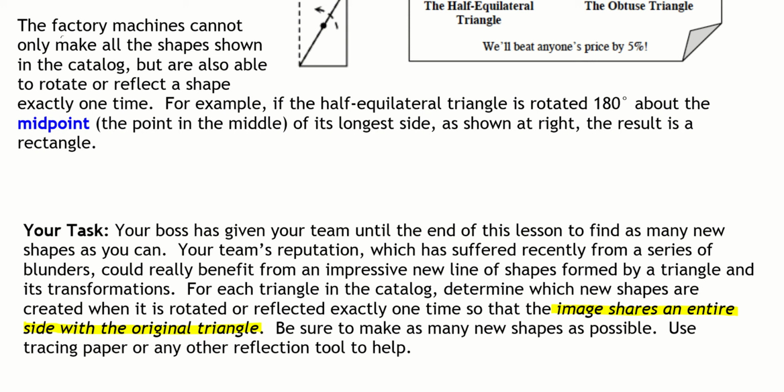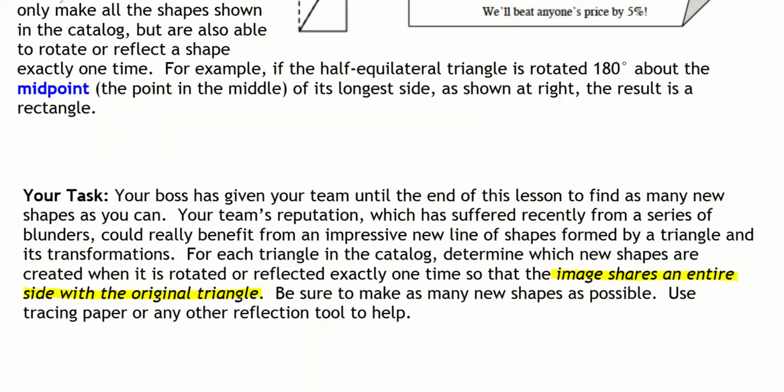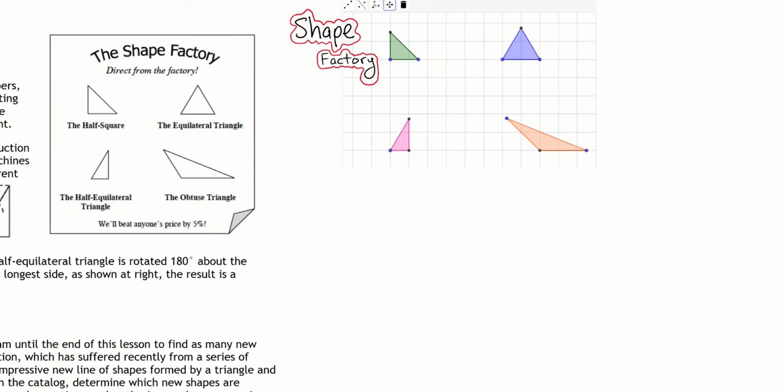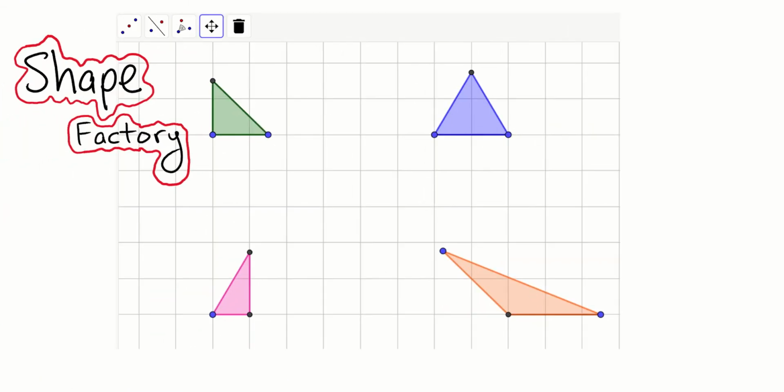It has to share an entire side with the original shape, so you can't offset things. Be sure to make as many new shapes as possible. Use tracing paper. No, we're going to be using GeoGebra instead. We're going to be using the factory floor. So if I come back and I look at this, let's go ahead and grab that one shape, the rectangle.